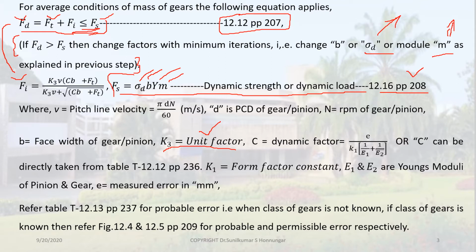And C is the dynamic factor, which is given by one more expression, that is small e divided by K1 inside the bracket, 1 upon E1 plus 1 upon E2.